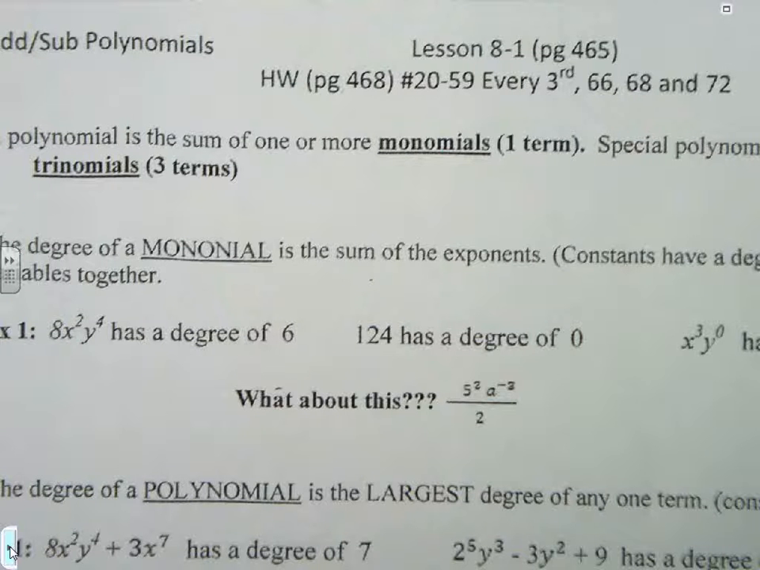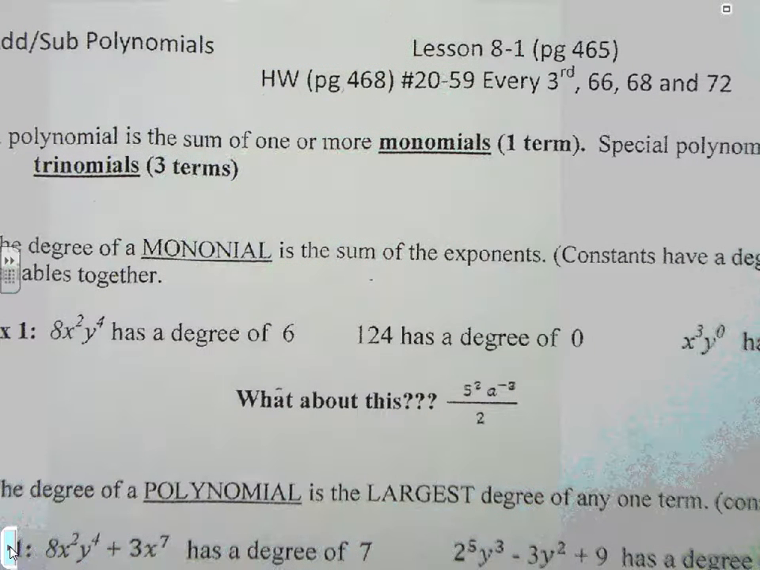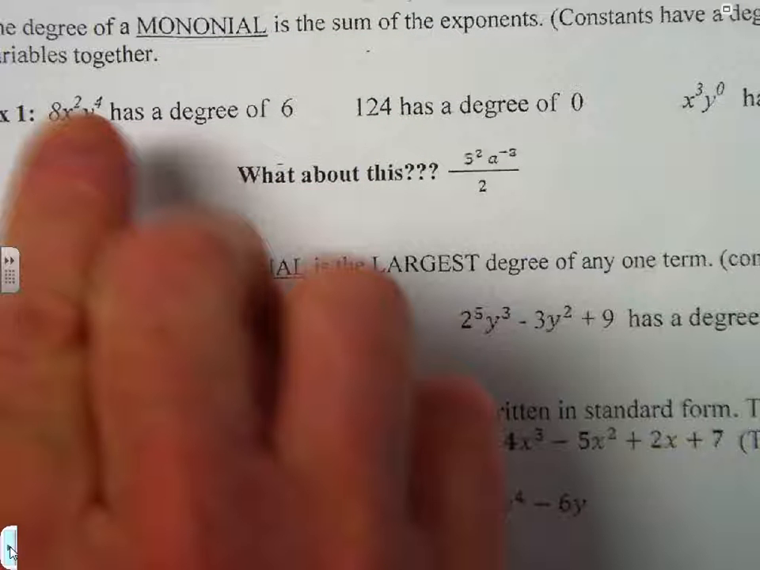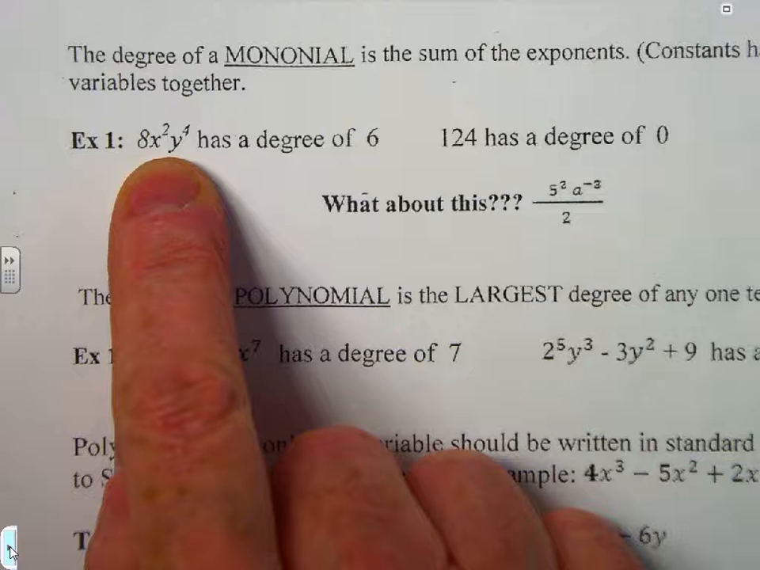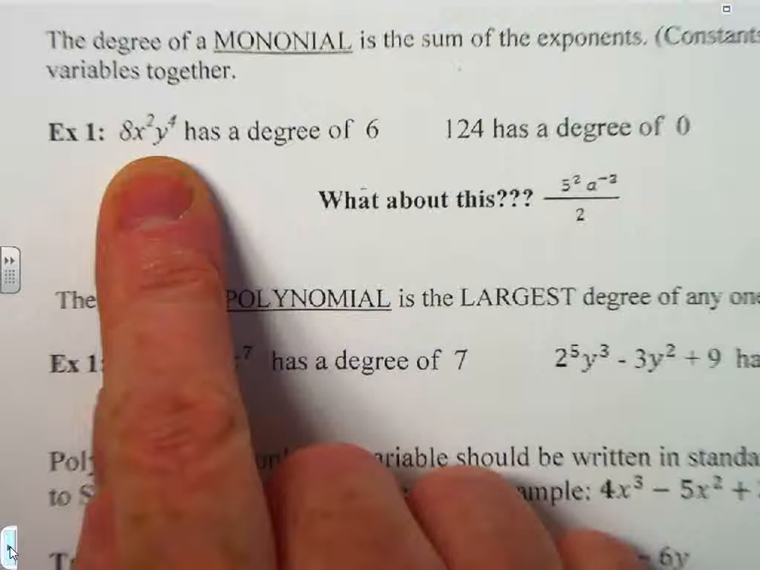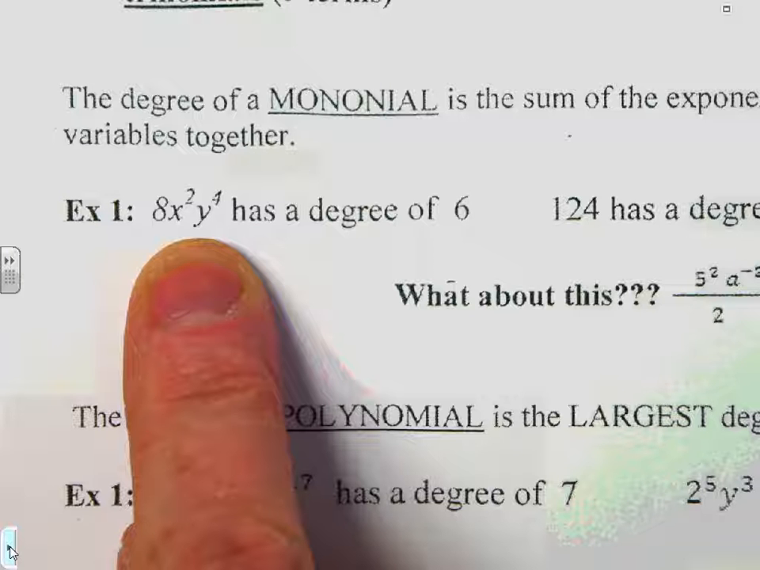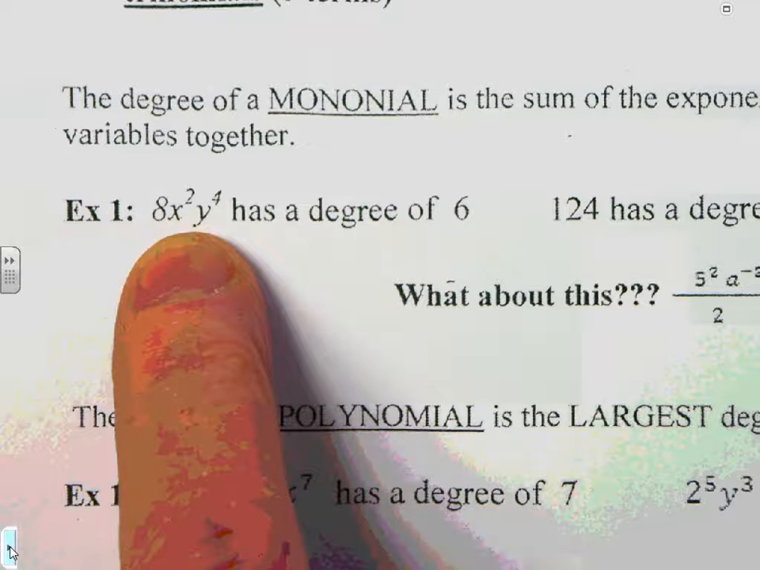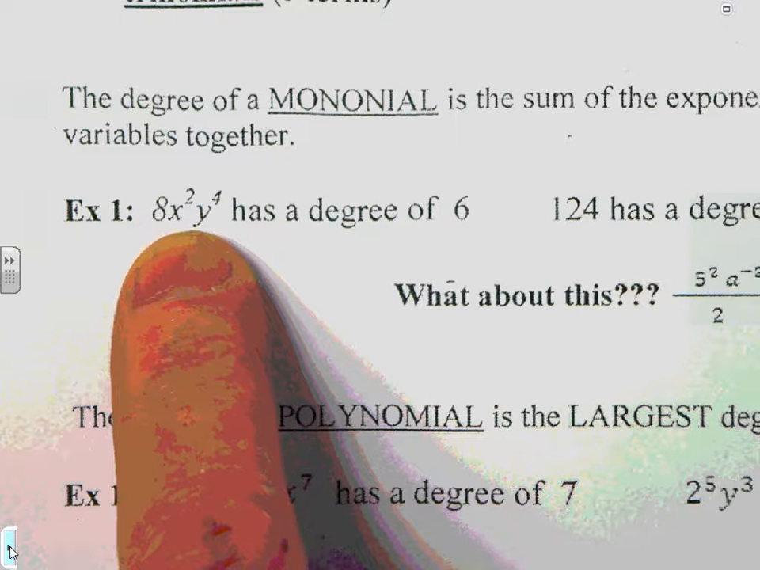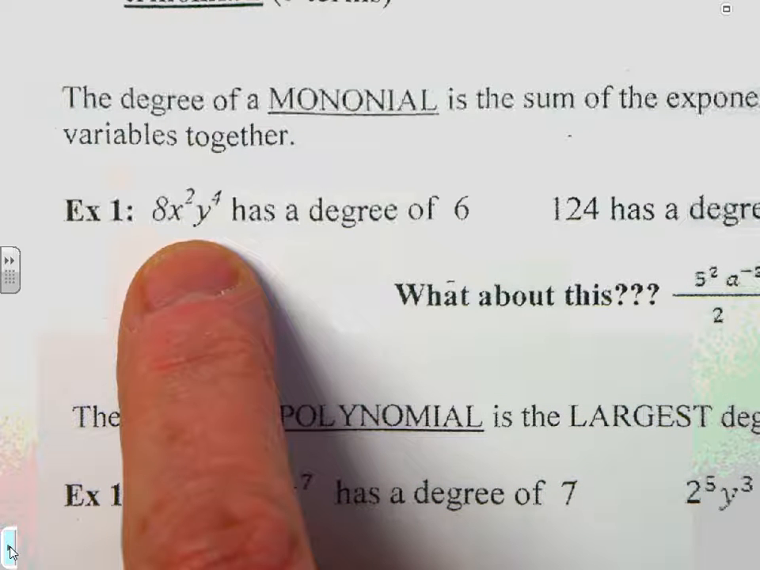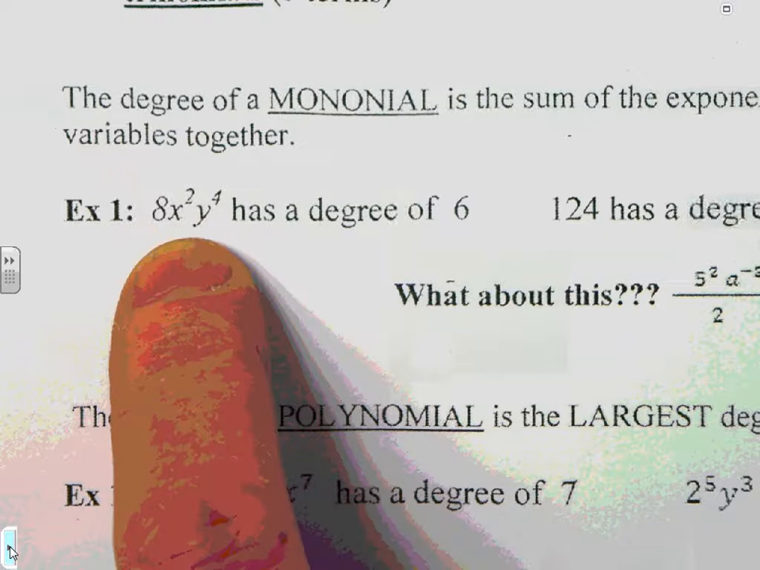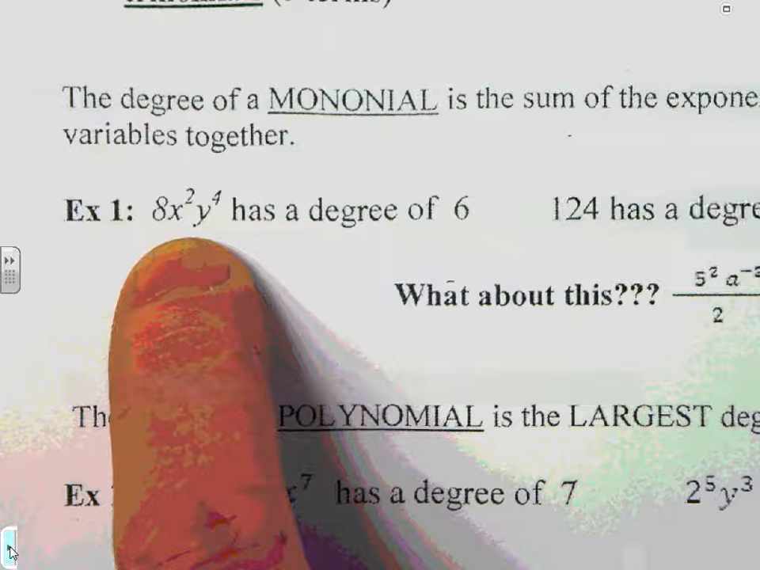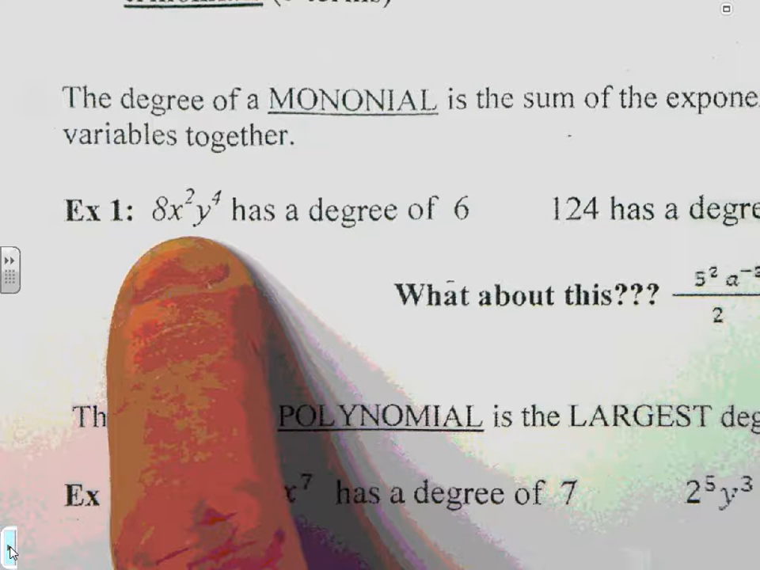All right, let's look at the first example. I've got 8x squared y to the 4th. Is this a monomial? Do you see a plus or minus sign? No, there's no plus or minus sign, so yes, this is a monomial. It is one term. Now, if it is a monomial, the degree on it is going to be a 6 because you're adding just the exponents on the variables.